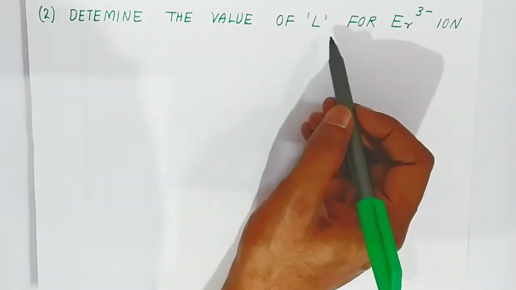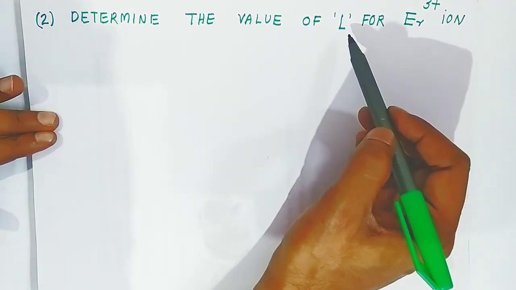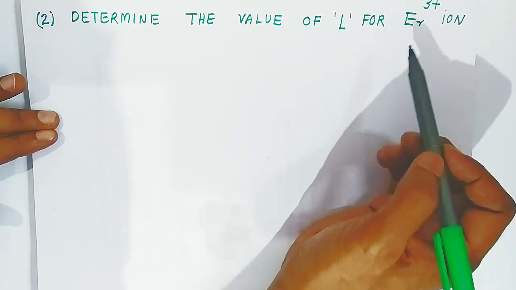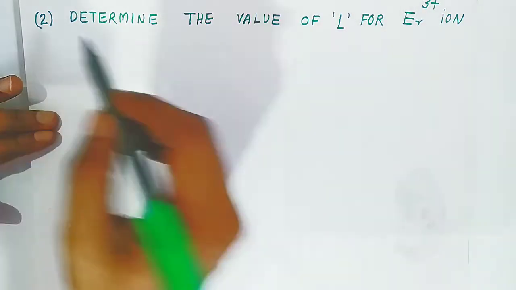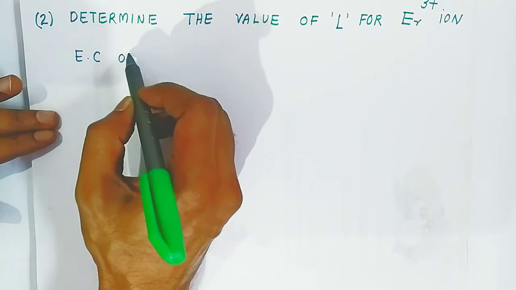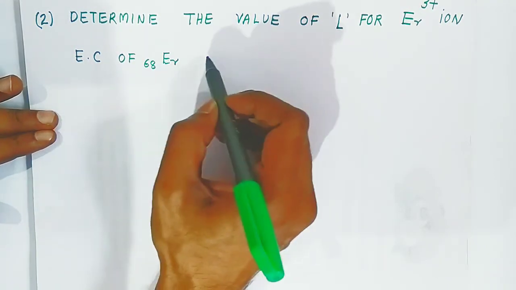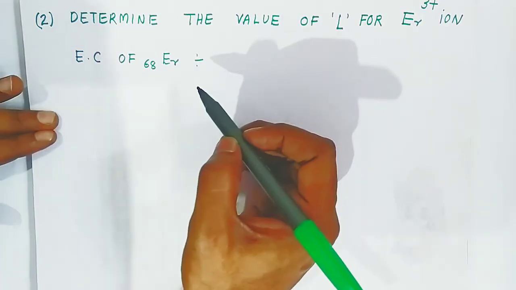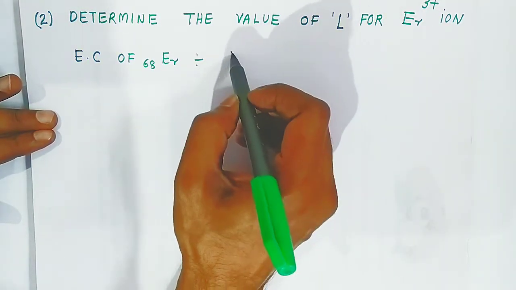One more example we are going to take: determination of orbital magnetic moment L for iridium 3 plus ion. If you want to find the orbital magnetic moment of iridium, first you should know the electronic configuration of the iridium atom at ground state. The iridium atom has atomic number 68. Electronic configuration is very important.